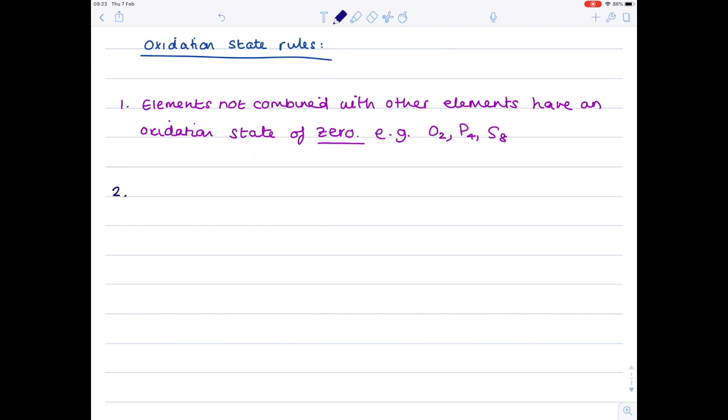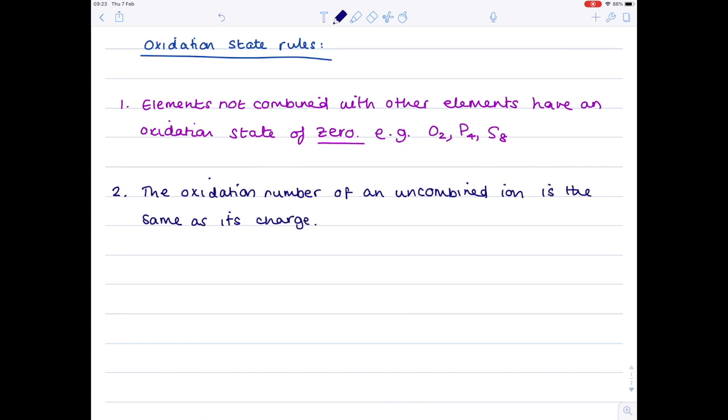For number 2, the oxidation state or oxidation number of any uncombined ion is the same as its charge. So taking the sodium ion, for example, its oxidation state will be +1. Calcium, its oxidation state will be +2. So its oxidation state or number is the same as the charge on its ion.